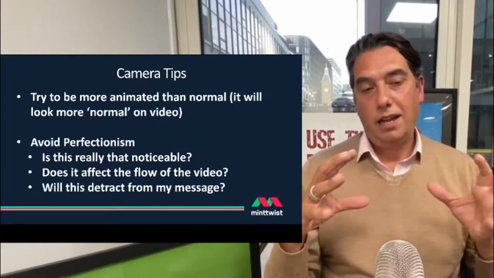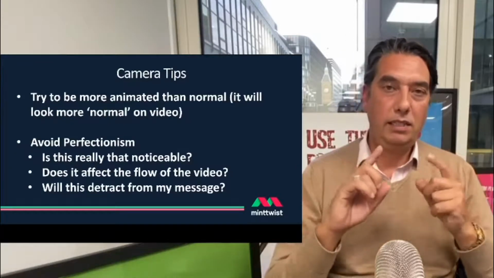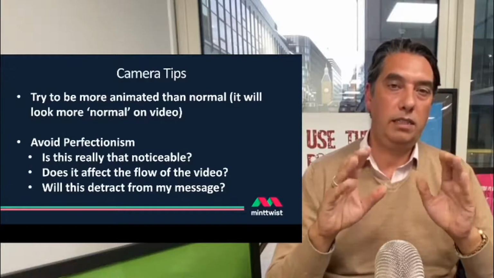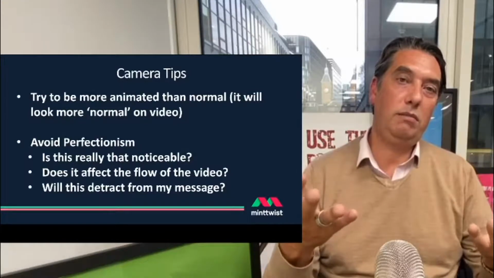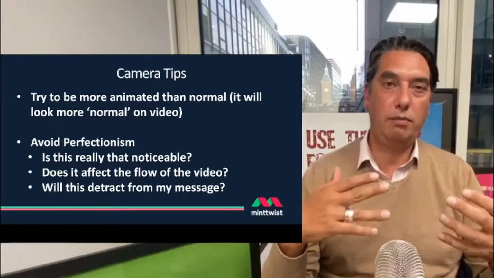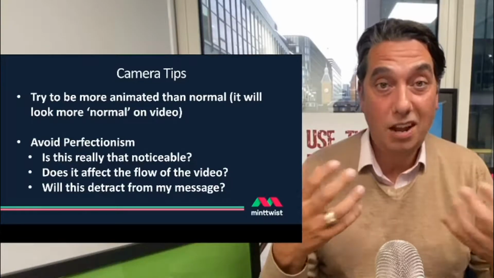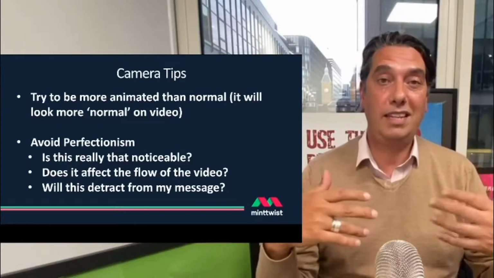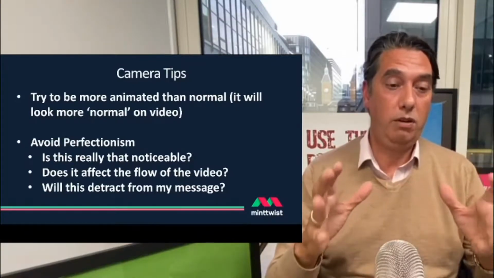So, camera tips, and this is one for me in particular. Try to be more animated than you normally would in real life. The reason for that is because you're watching me on video and we're not face to face, we're not in the same room, so you're not going to pick up on the same cues that you would if you were in the same room. For that reason, I have to be a more animated version of myself in order to create engagement and, more importantly, to convey the sorts of information that I'm trying to convey for you now.